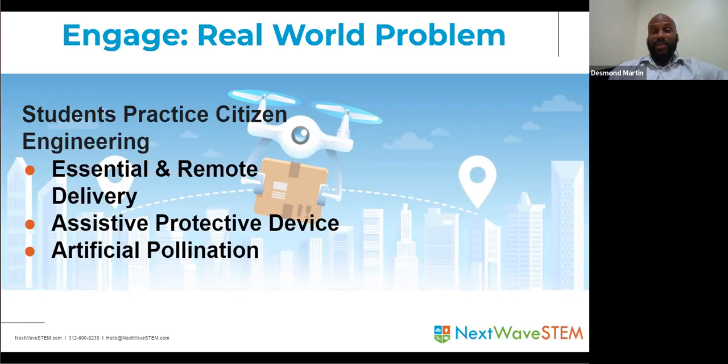Delivering essential and remote goods, doing things like even assistive protective devices, when we think about delivering goods or getting people and rendering aid. One thing that we've been seeing a little bit more experimentation with, another one of those applications that came out of science fiction, is artificial pollination. We've been seeing for the last 10 years, more and more pollinators threatened here in the United States. That's become a real burden when we think about the agricultural sector and some of the food that we love to eat.